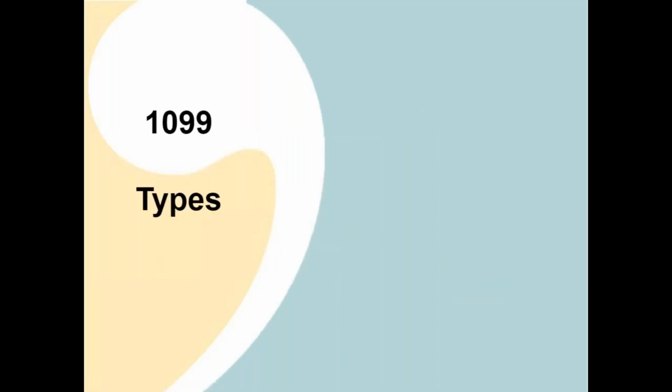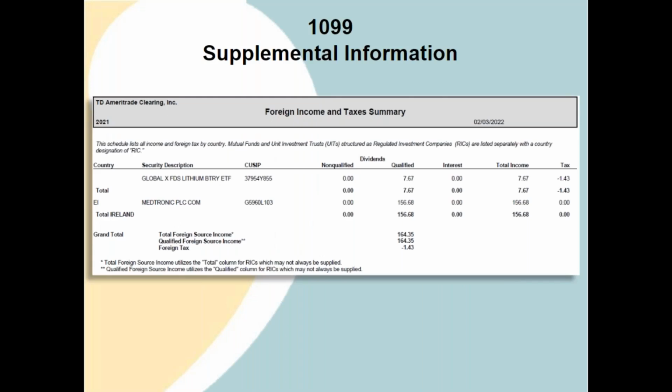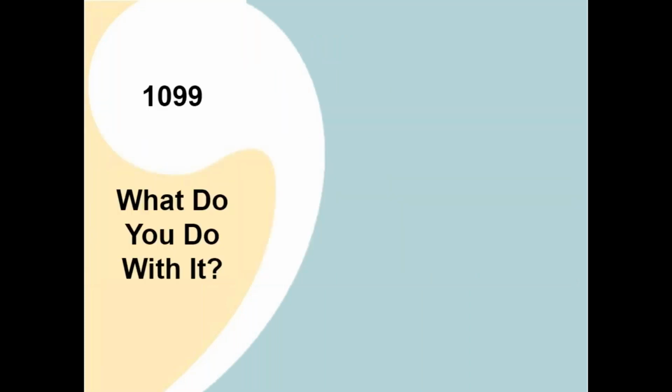There are many types of 1099s. Income from your investment activities will probably show up on one of the 3 different types. A 1099 INT will report your interest income. A 1099 DIV will report your dividends. And a 1099B will report your stock sales and your capital gains and losses. In addition to those things, you may find supplemental information such as foreign company details that you will need to report your taxes correctly. Now, what do you do with your 1099?